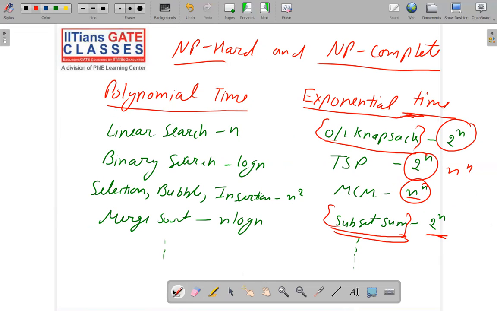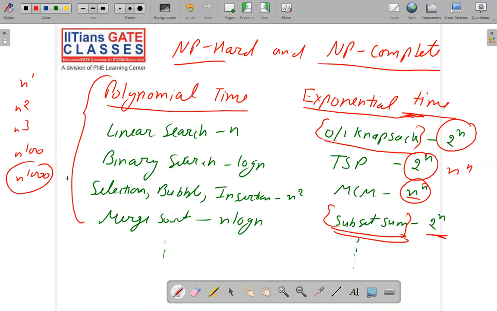Okay. Now, what are we seeing here? What are polynomial time algorithms? They can be solved in polynomial time, whether it's n raised to power 1, n raised to power 2, n raised to power 3, n raised to power 100, or n raised to power 1000.